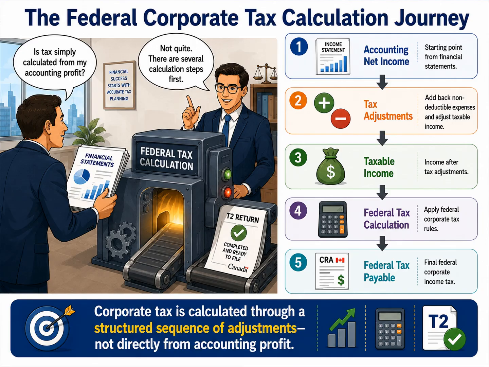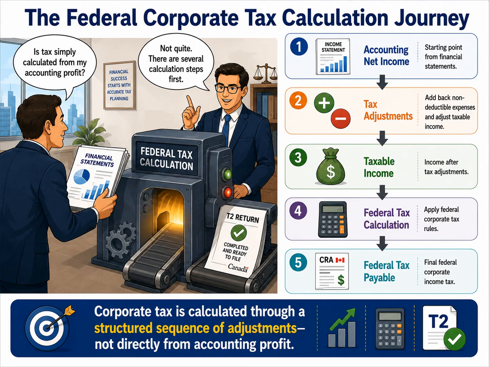Once the taxable income has been determined, the federal corporate tax rules are applied to calculate the corporation's federal tax. This calculation follows the provisions of the Income Tax Act and considers the applicable tax rates and deductions available to the corporation. The final result is the corporation's federal tax payable, which represents the amount of federal income tax owed before considering any payments already made or any remaining balances.